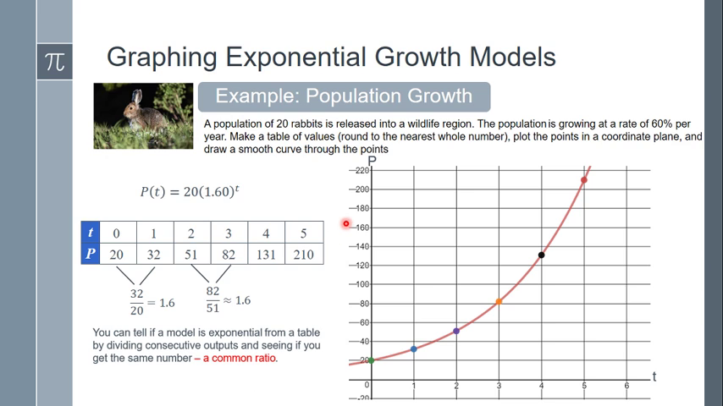If I wanted to know how many rabbits came in the 6th year, I'd have two options, right? I could plug in a 6 where there is t in our equation, or since I know that in the 5th year we had 210 rabbits, I could just take that and multiply it by our growth factor, which is 1.6. So in year 6, there's going to be 210 times 1.6 rabbits.